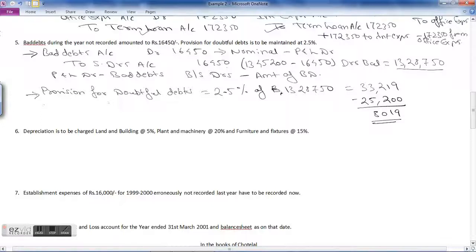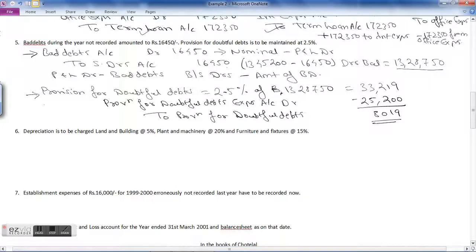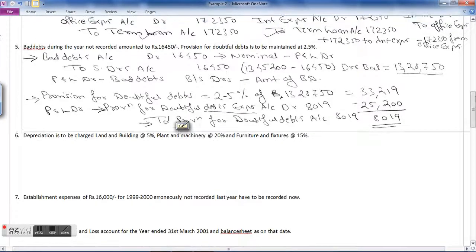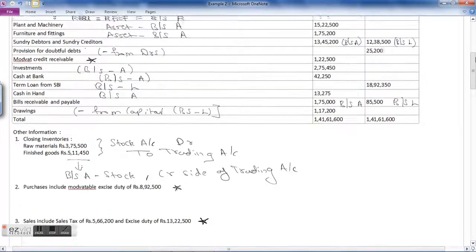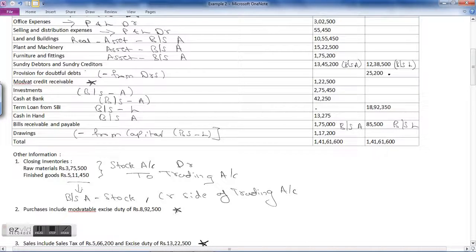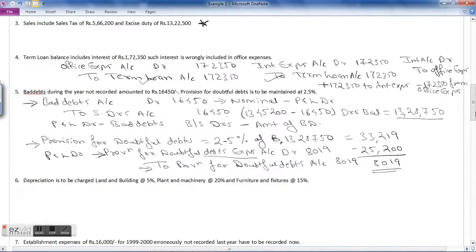So what will be your entry? Your entry will be provision for doubtful debts expense account debit to your provision for doubtful debts account. Now this provision for doubtful debt expense account is just a temporary account to pass the entry. 8019. This provision for doubtful debts expense, being a nominal account, will go to your profit and loss account debit side, and this will be added to your balance of 25,200 on the trial balance liability side. Then the total amount of 33,219 will be reduced from your debtors.